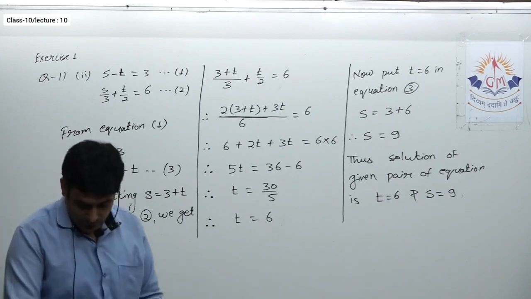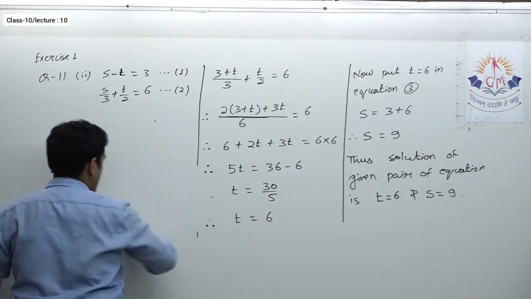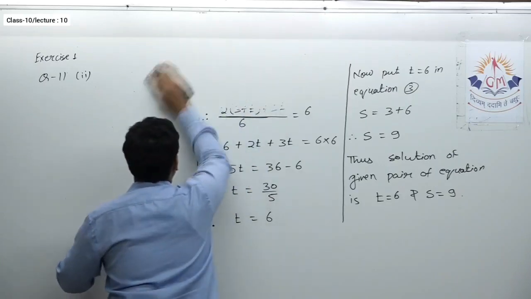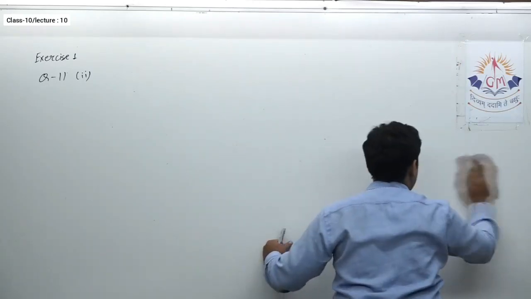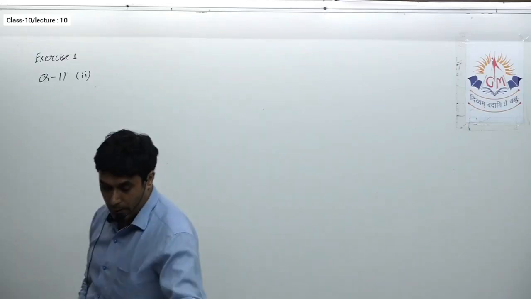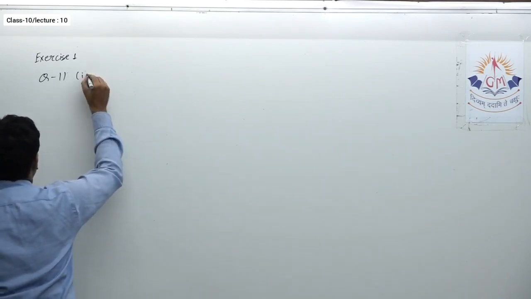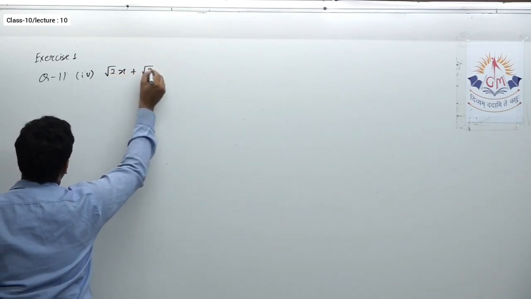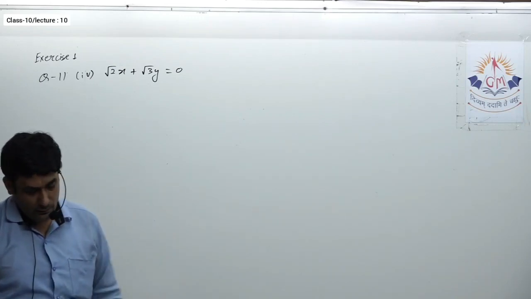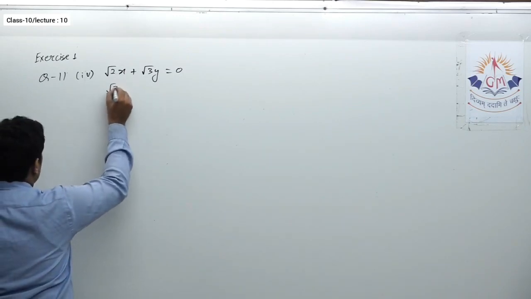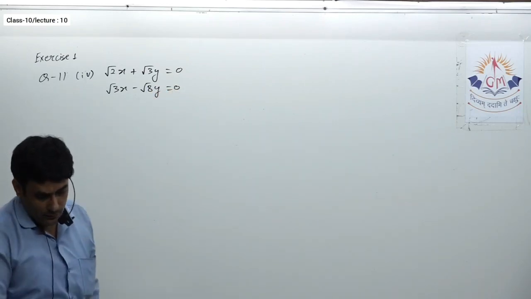Okay, now we'll see question number 5. Question number 5 is root 2x plus root 3y is equal to 0, and another equation is root 3x minus root 8y is equal to 0. Okay, this is question number 5.